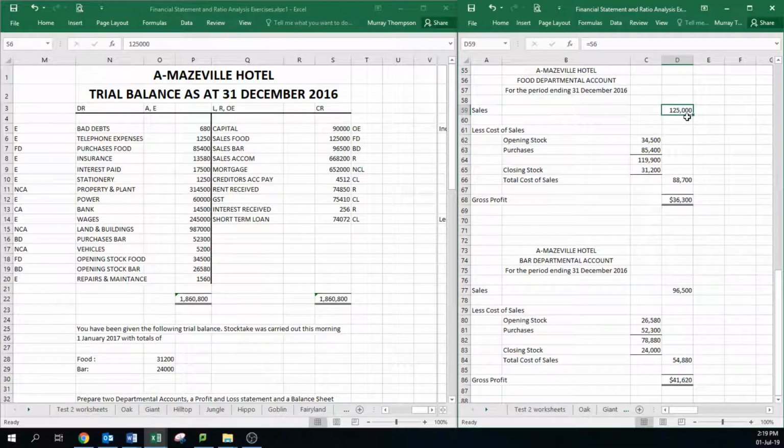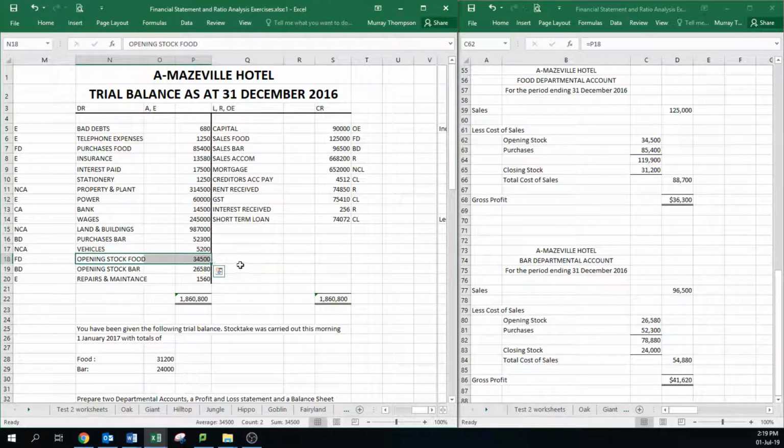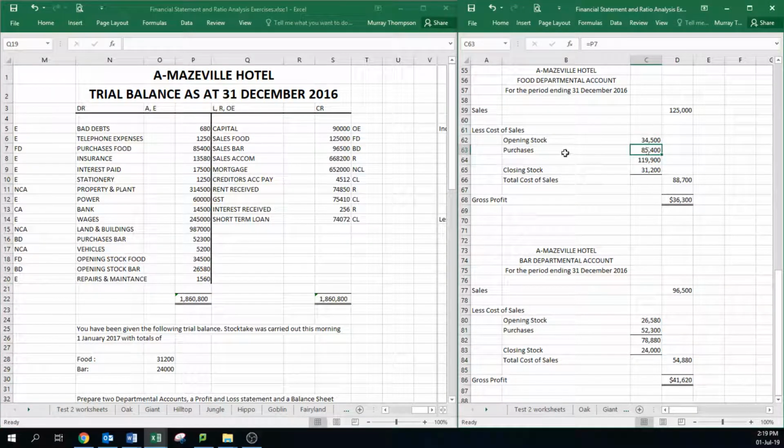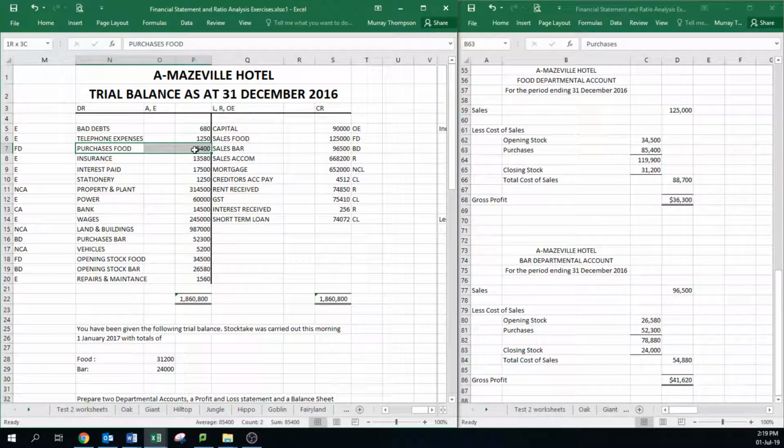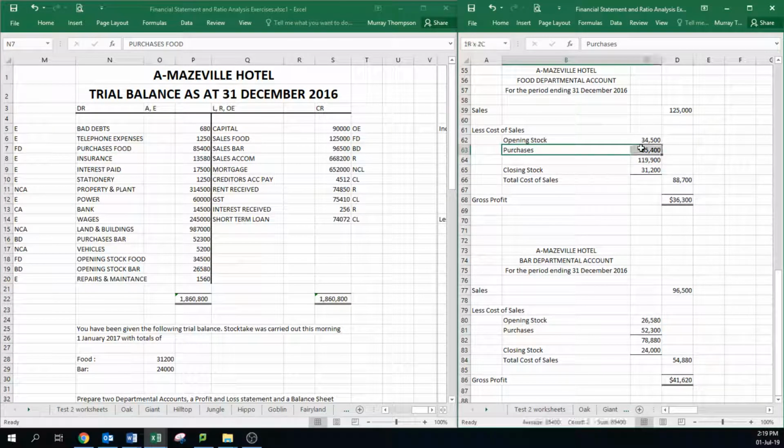Right, so you grab the figures from the trial balance. Sales is just literally from the food department. Opening stock, again, that's on the left-hand side down here, opening stock, food, that's fine. Then we've got to find purchases, so purchases for the food department, there it is, so that goes in there, so that gets added on.